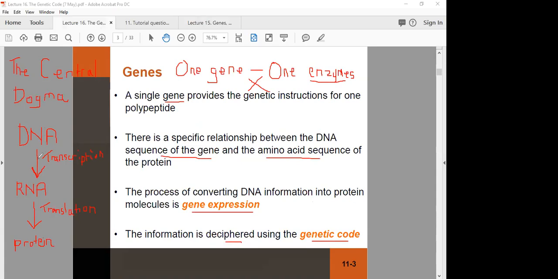Now, even though we can see the flow of information moves in just one direction, it's now very well known that RNA can be reverse transcribed back to DNA. And this process can be done by certain viruses. So everyone's familiar with HIV, the AIDS virus. This is a virus that has a very unique enzyme that can do this reverse transcription process.